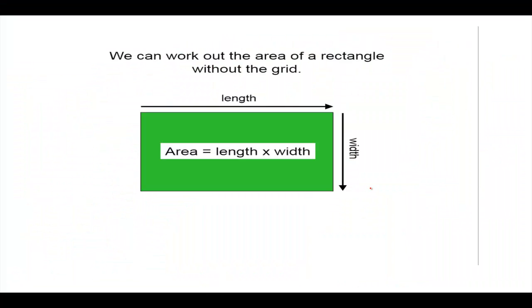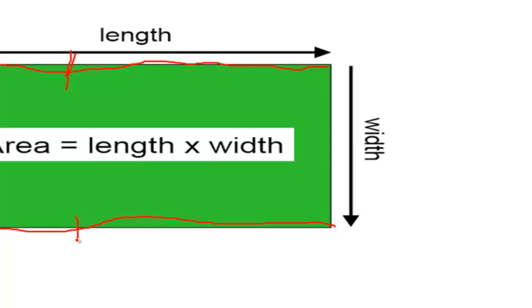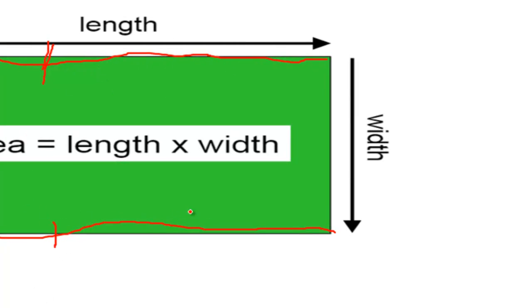So let's see the rectangle. We can work out the area of a rectangle without the grid, without the squares drawn inside, by multiplying the length by the width. So we have this side called the length, and the opposite side will equal the opposite side. So both of these sides are called length, and the shortcut for length is L, and this side is called width, and the shortcut for width is W.